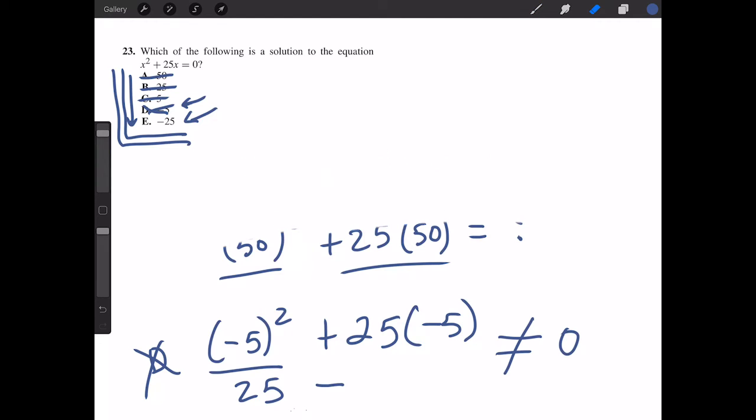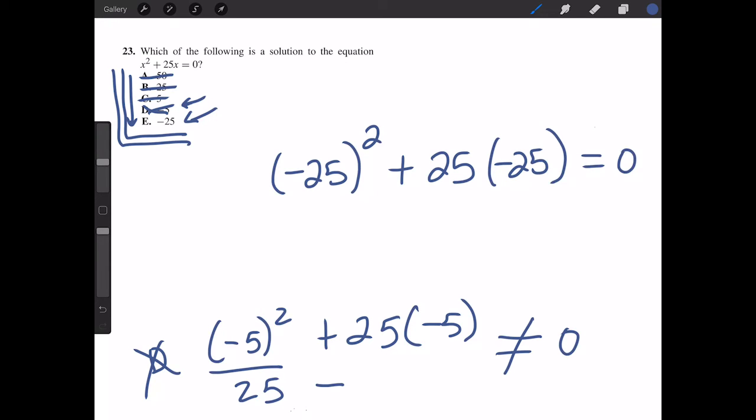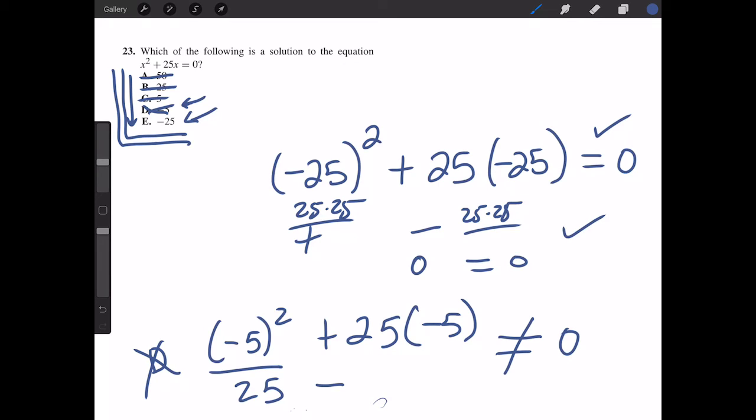And then plugging in E, negative 25, you would be able to see that that would give you the correct answer. Negative 25 squared plus 25 times negative 25 will be equal to 0, because negative 25 squared is going to be a positive number, and negative 25 squared simply means 25 times 25. Now, 25 times negative 25 is going to give you a negative. Add a negative, you're going to end up subtracting 25 times 25. So you have a positive 25 times 25, and subtracting that same amount, it'll cancel to 0.